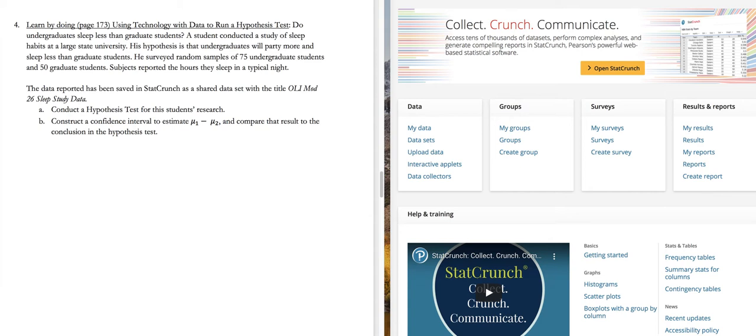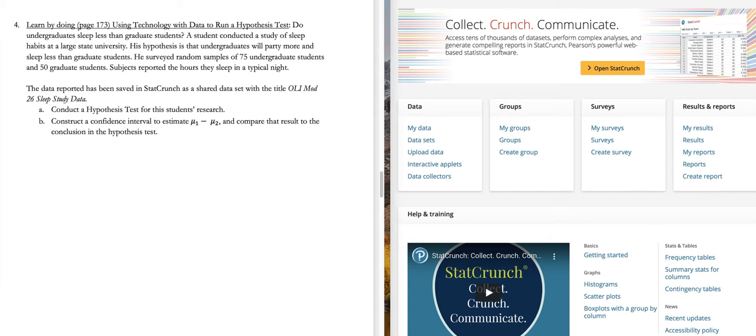The question is, do undergraduates sleep less than graduate students? A student conducted a study of sleep habits at a large state university. His hypothesis is that undergraduates will party more and sleep less than graduate students. He surveyed random samples of 75 undergraduate students and 50 graduate students. Subjects reported the hours they slept in a typical night.